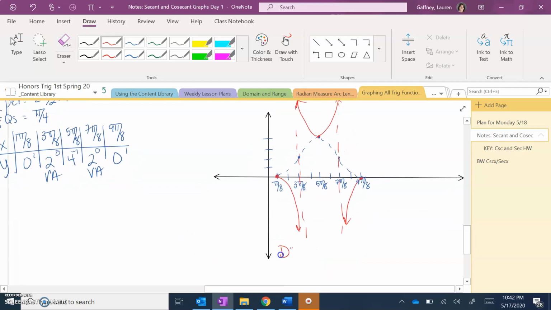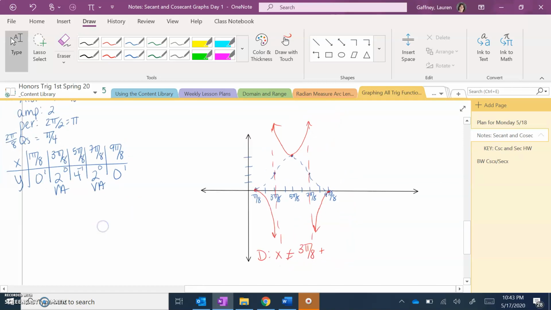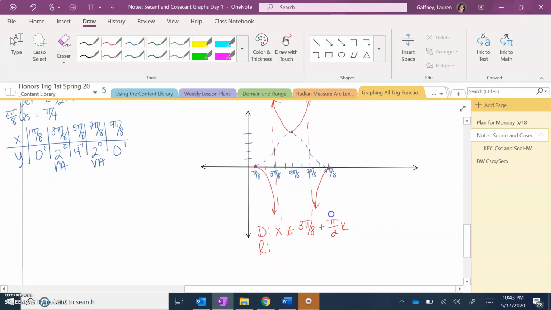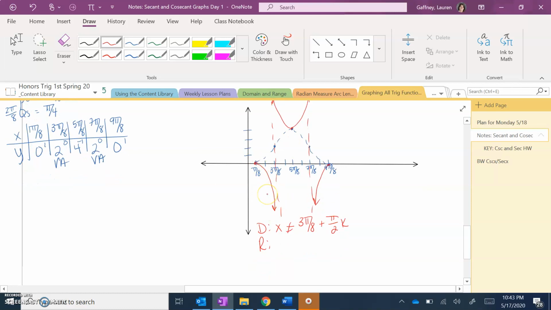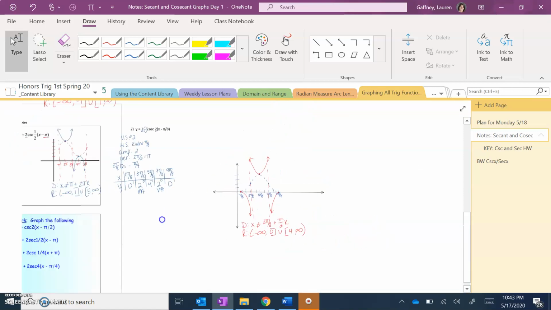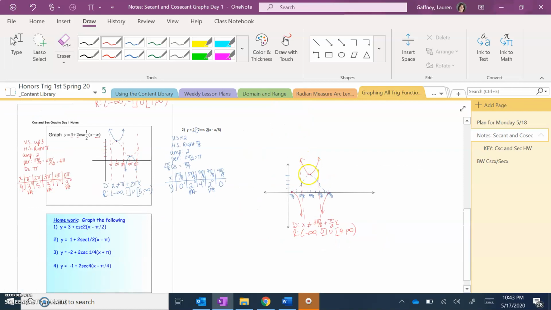Our domain: x cannot be the location of our first vertical asymptote, so 3 pi over 8, plus half of your period. My period was pi, so pi over 2 times k. My range, get the graph and where the red graph or the reciprocal exists, so negative infinity up to 0, and then 4 up to infinity. So you treat a lot of it the same. It's really just how you graph it, and then your domain and range is different.